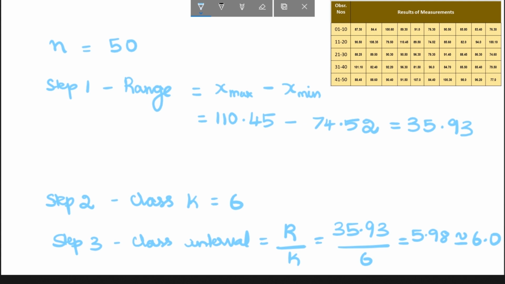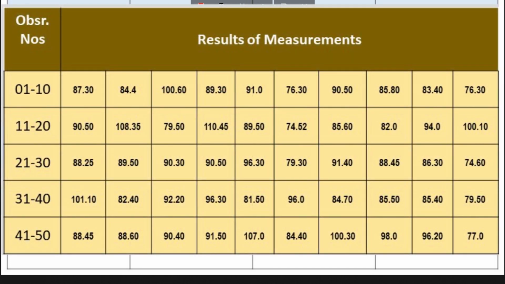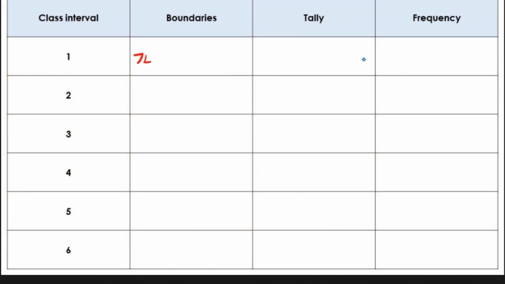Yes, learners, based on this, now we have to go for the table and construct the table. Shall we proceed? Yes, sir. Fine. Now we have to construct the table. Before constructing the histogram, we need the table. Class 1, the minimum value found from the 50 numbers was 74.52. Please write here as 74.52. Now, the class interval we found out, that is R by K, as 6.